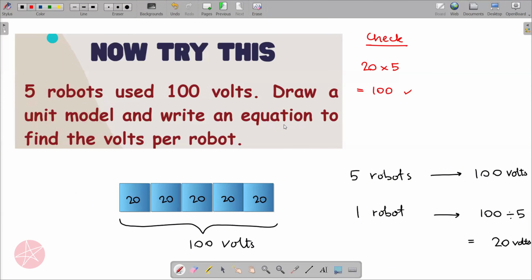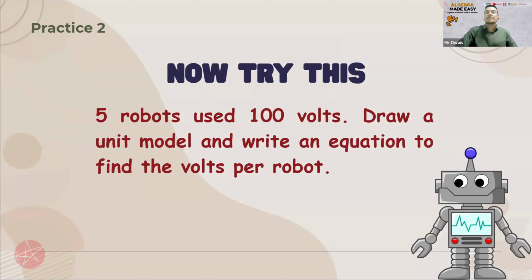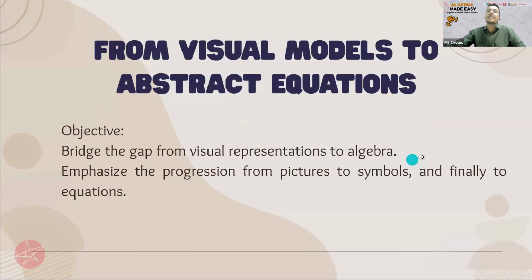Okay, so let us come back here now. That was an example on how to solve a question using the unit model. Let's see what else we have. The last part is going to be on moving from visual models to actual abstract equations. We're going to bridge the gap from visual representations, the one that we just saw, over to actual algebra involving X, Y, etc. I'm going to emphasize the progression from pictures to symbols and then finally on to equations.